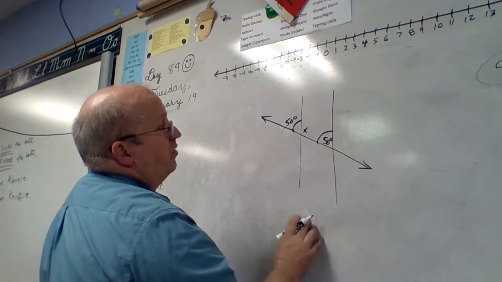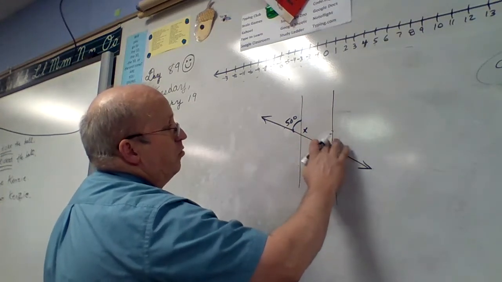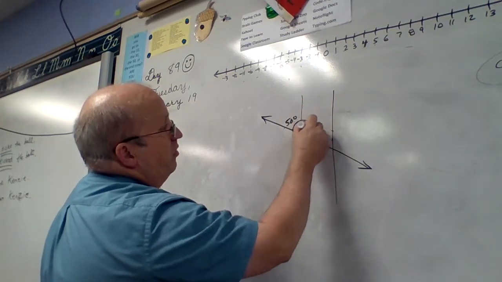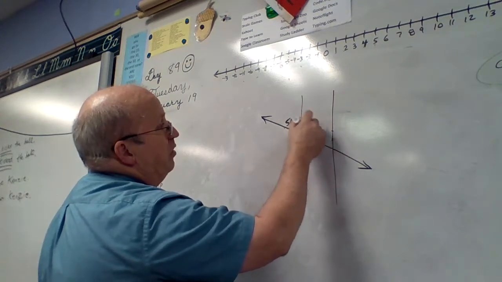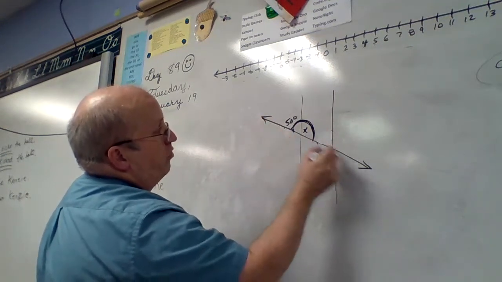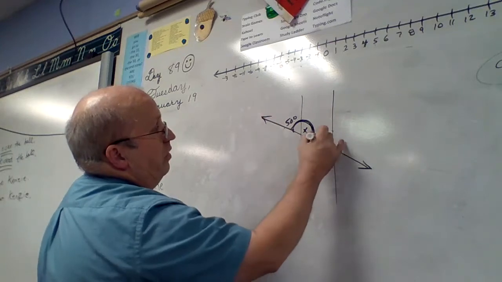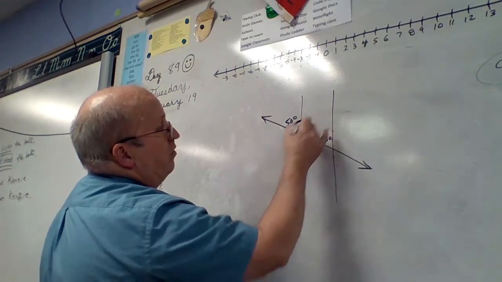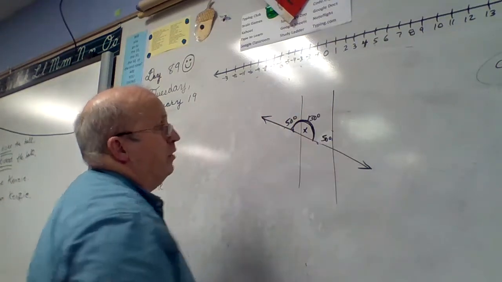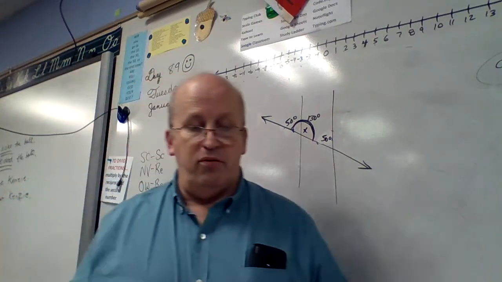Now, if I want to know what this one is, let's ignore this one now. And let's ask ourselves, what does this angle and this angle have to equal together? Don't they have to equal a straight line or 180 degrees? So if this is 50 degrees, this one has to be 130 degrees. So that's similar to number 4.